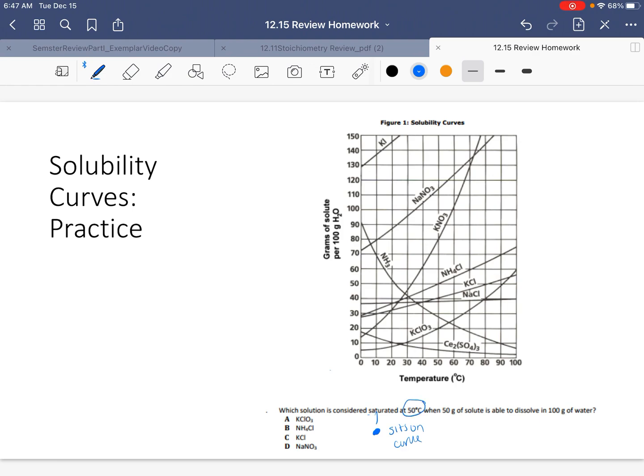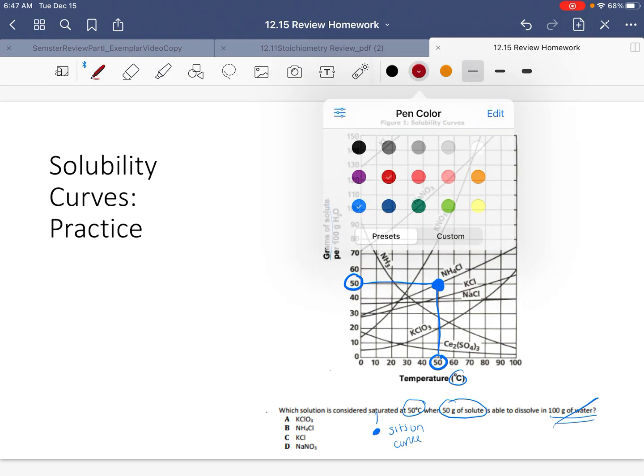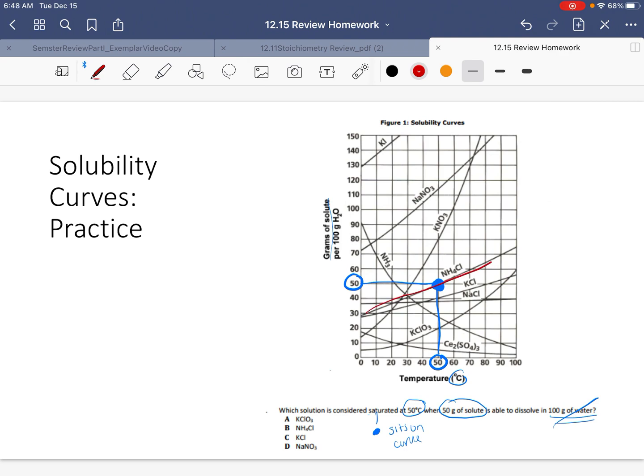So we have 50 degrees Celsius and 50 grams of solute. It's always going to say 100 grams of water, so you can ignore that. So I go to my table, I go to degrees, I go to 50, and then 50 grams of solute. Grams of solute is right here, so it's also 50. And then I just plot my point, and I see my point right here. So again, I want to choose the answer where it is saturated or sitting on the curve. So it is sitting on this specific curve, for ammonium chloride, NH4Cl, and that would be my answer, class, NH4Cl.